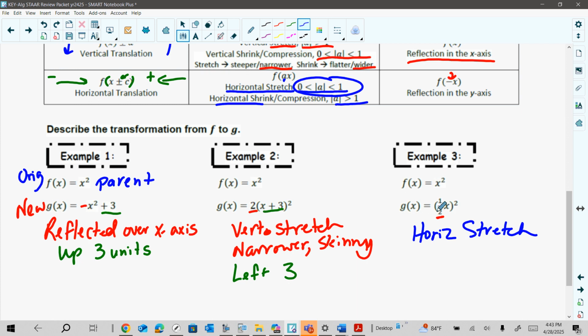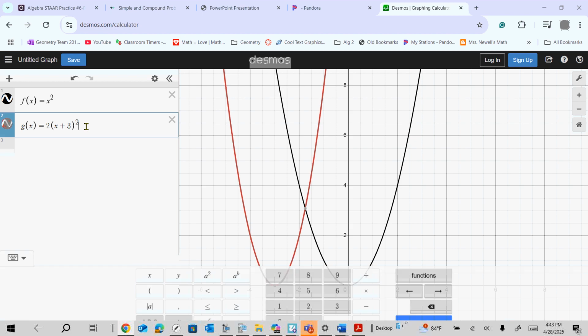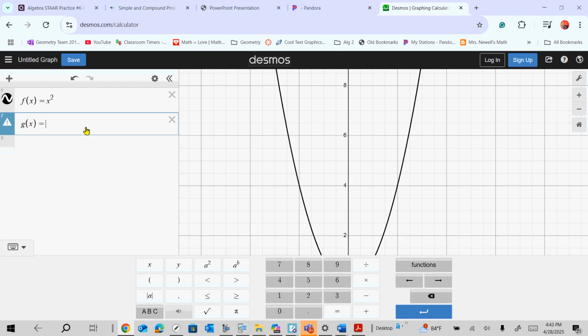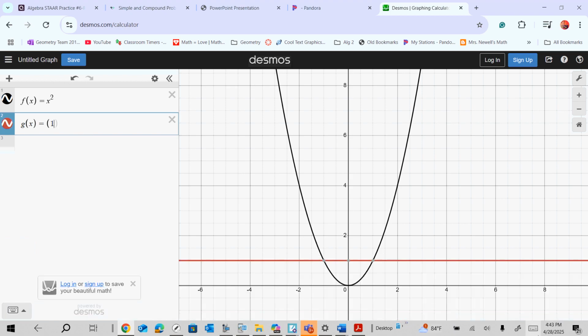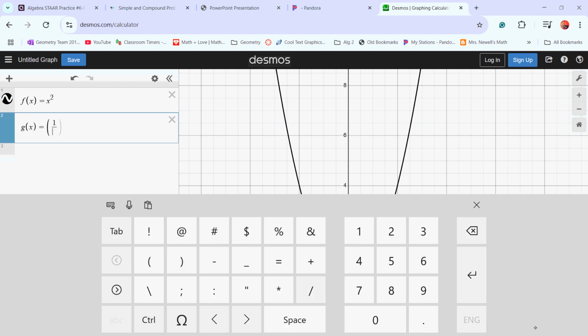Now, we can use the calculator to check. I'm going to go back to my decimals calculator. I'm going to change my g sub x here, so that we have parentheses, and inside the parentheses, the 1/2. So 1, and then, if I get my keyboard right here, we do slash, that would make the fraction. I did a slash and I got the fraction box.